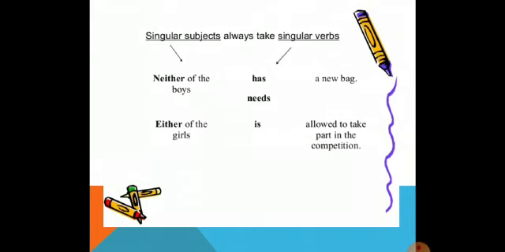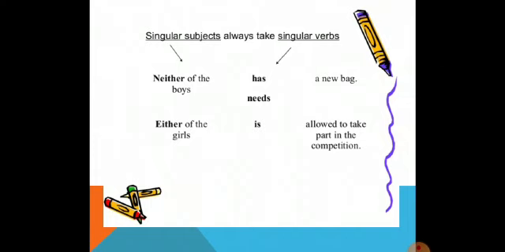Now, singular subjects always take singular verbs. All of these are examples, up to now, of singular subjects or indefinite pronouns that take singular verbs. Like, for example, neither of the boys or either of the girls. Wow, how come? When I say neither of the boys, I have the word boys here, so does this mean that they are a lot? No, of course not. When I say neither of the boys, it means none of the boys.